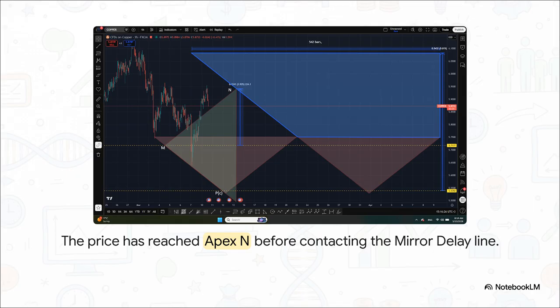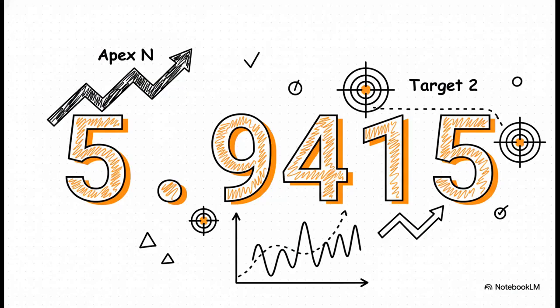This is the chart from March 10th. As you can see, the price has moved up and made contact with that point labeled N. What's interesting is that the documentation shows this happened before the price touched the mirror delay line. And that specific price level that was reached at apex N is 5.9415. If that number sounds familiar, it should. It's an exact match for the predefined target 2 from the initial plan we just looked at.